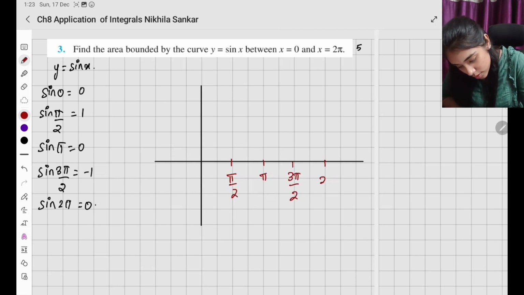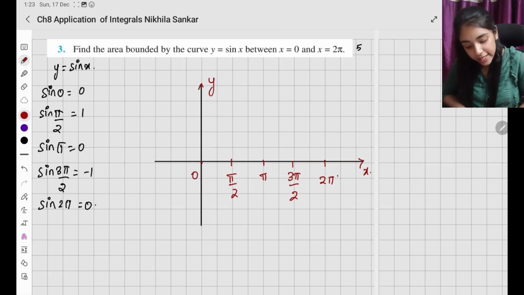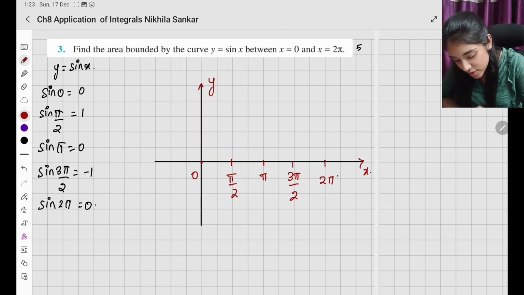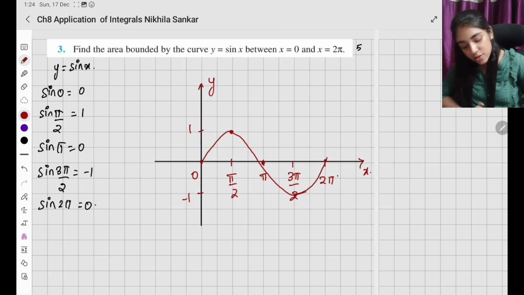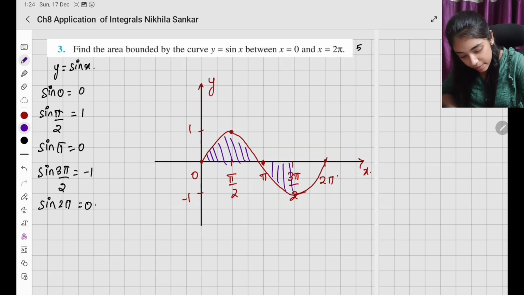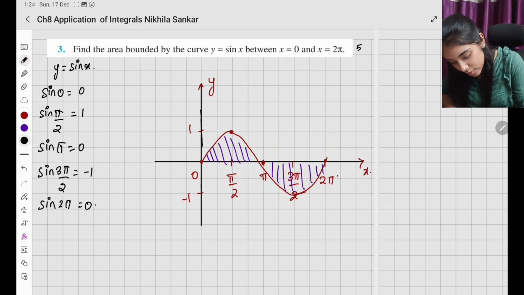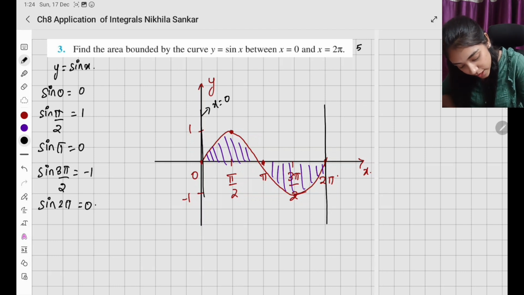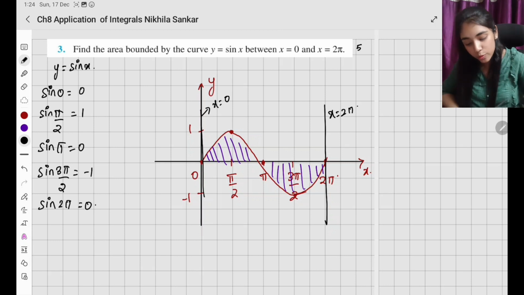So I have pi by 2, pi, 3 pi by 2, 2 pi, and this is going to be 0. Okay, this is going to be y, this is going to be x. Okay, how does my sine curve look now? At 0 it is 0, at pi by 2 it is 1, so this is 1, this is minus 1. At pi by 2 it is 1, at pi again 0, at 3 pi by 2 it is minus 1, at 2 pi again 0. So my graph looks like this. So this is my sine function. Now what are they asking? They are asking to find the area, so this is what we are looking for, because they are asking for x is equal to 0 and x is equal to 2 pi. The line is going to be x equals 0 and x is equal to 2 pi is going to be this particular line.